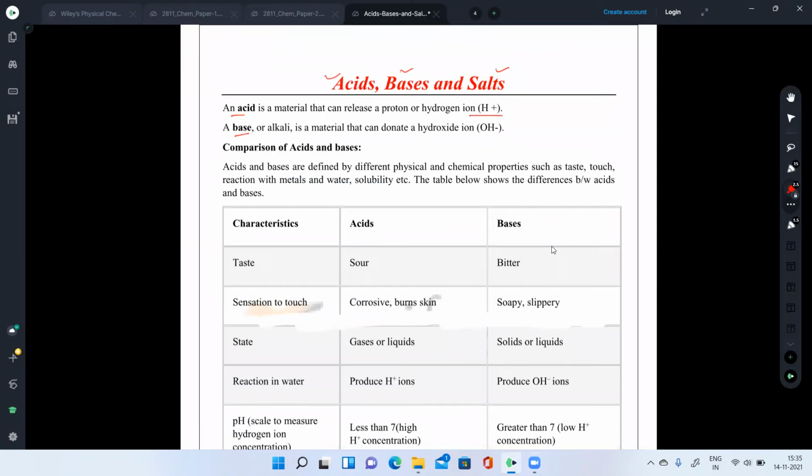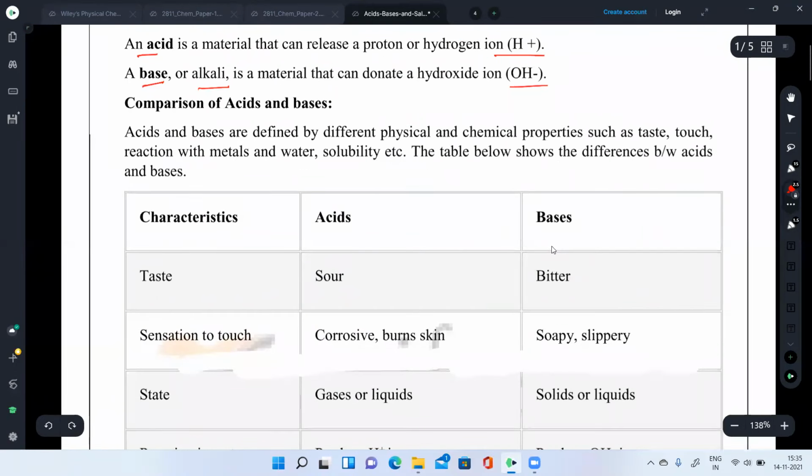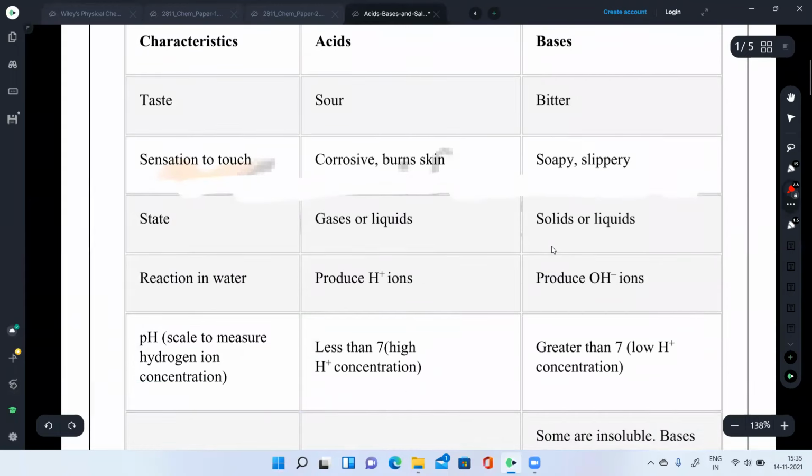Base, that means base or alkali, has the ability to donate OH minus. If we discuss the comparative study between acid and base, the first criterion is taste. What is the taste of acid and base? It is sour for acid and bitter for base.